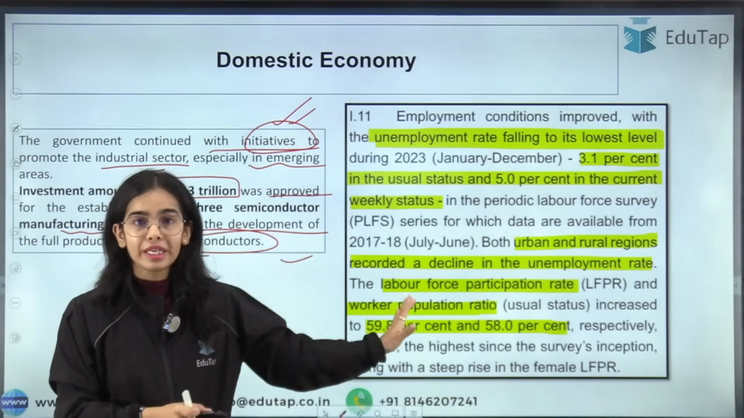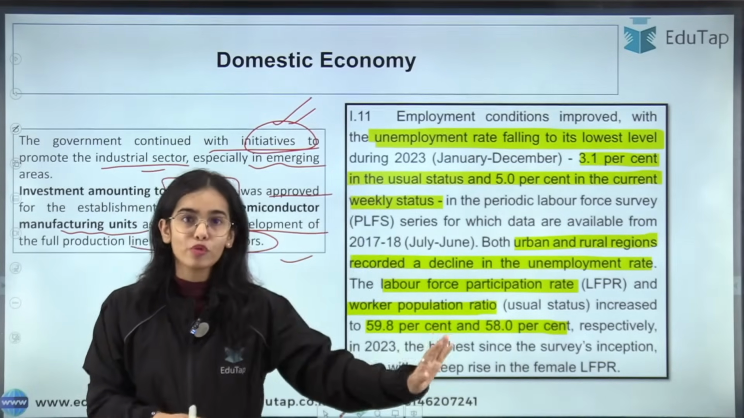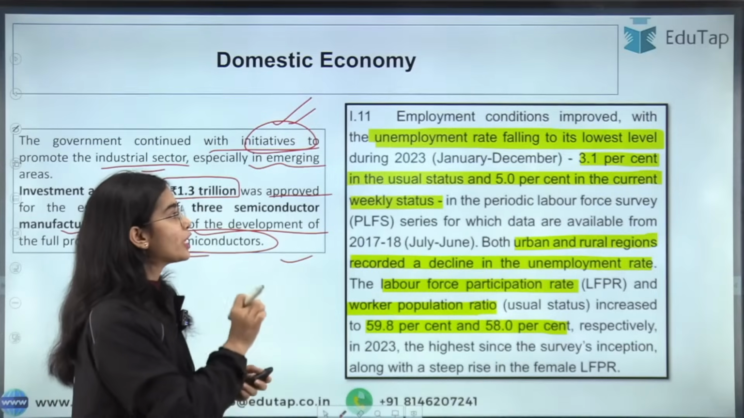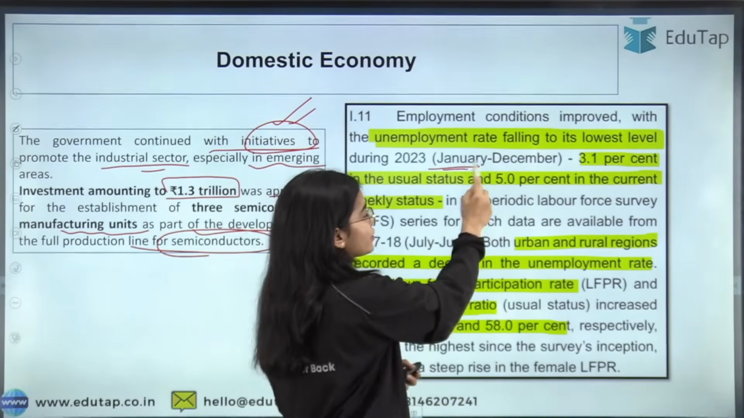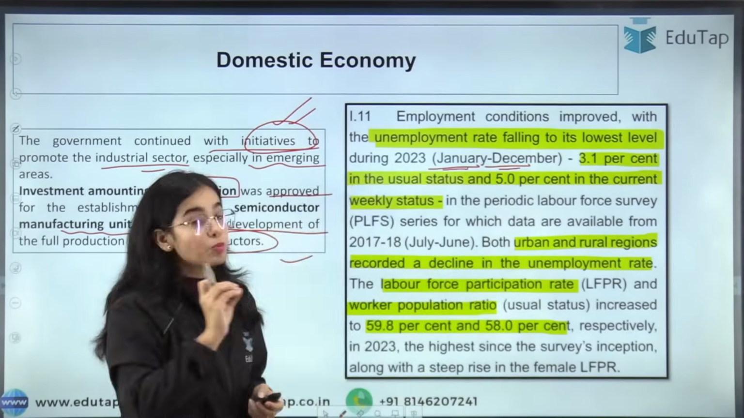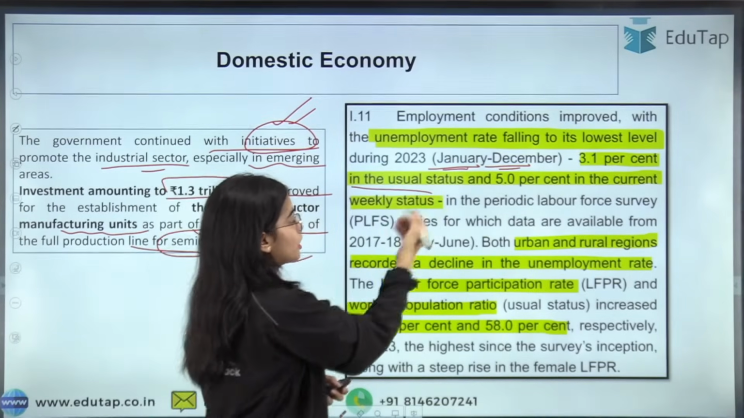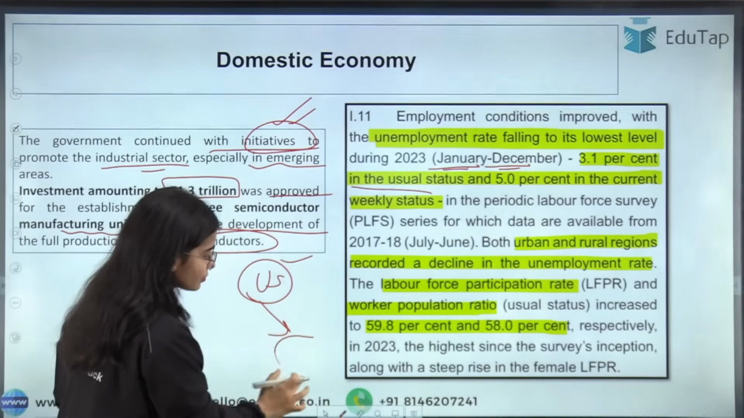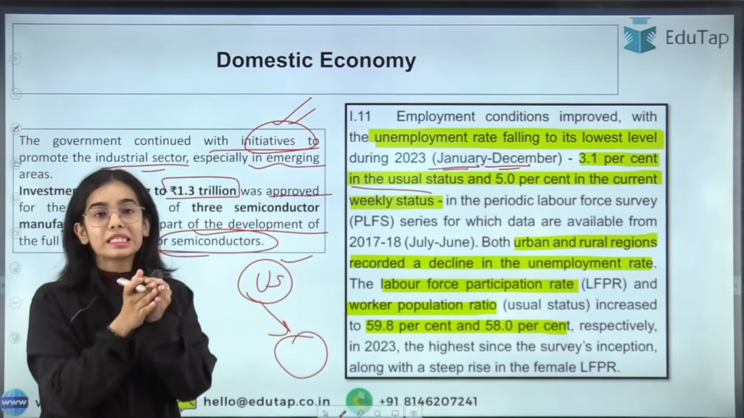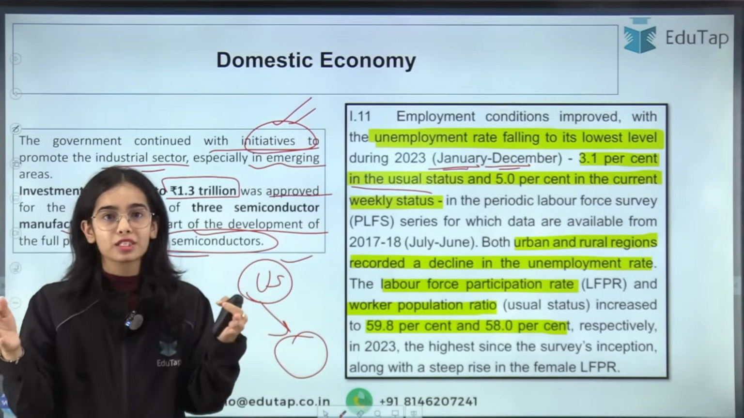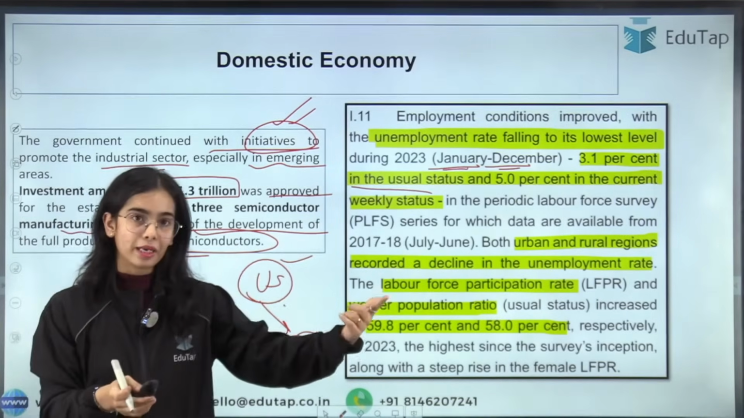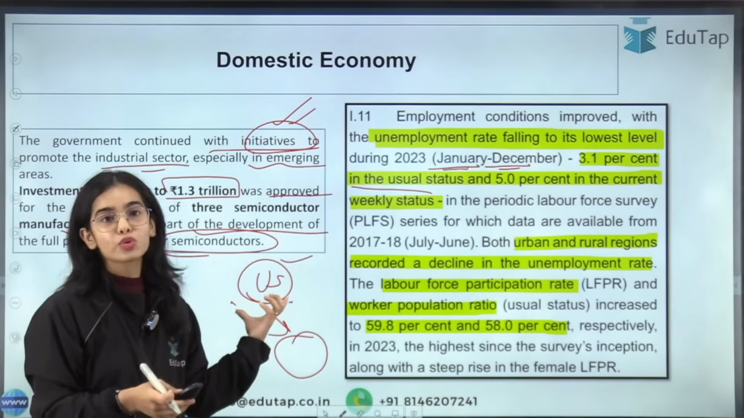If you see the employment data, the employment conditions have improved and the unemployment rate has fallen to its lowest levels during 2023, that is from January 2023 to December 2023. 3.1% in the usual status. Usual status unemployment means that is for the 1 year. If we see in the 1 year period, that is the 365 days period, the unemployment seen for the 1 year time period is taken under the usual status unemployment.